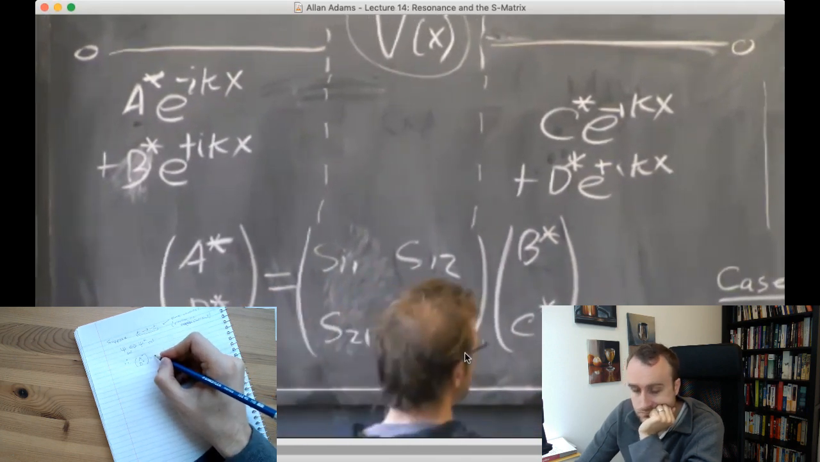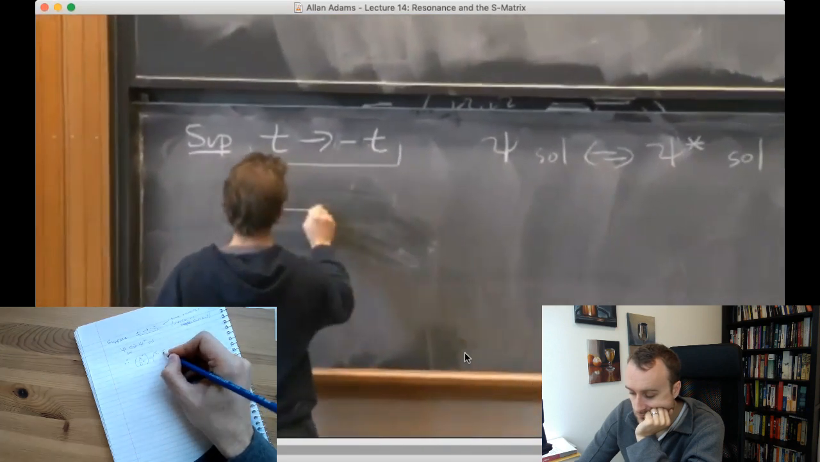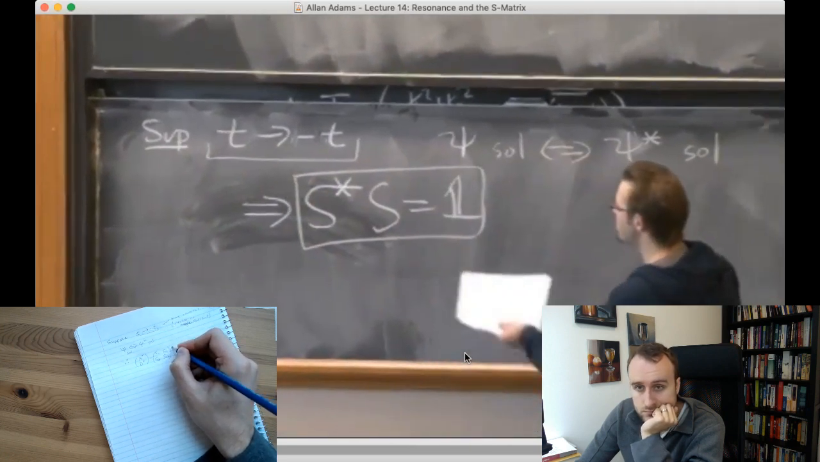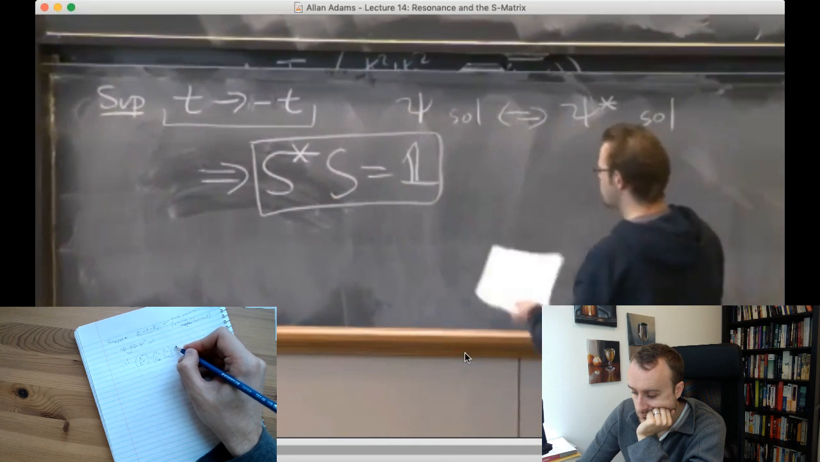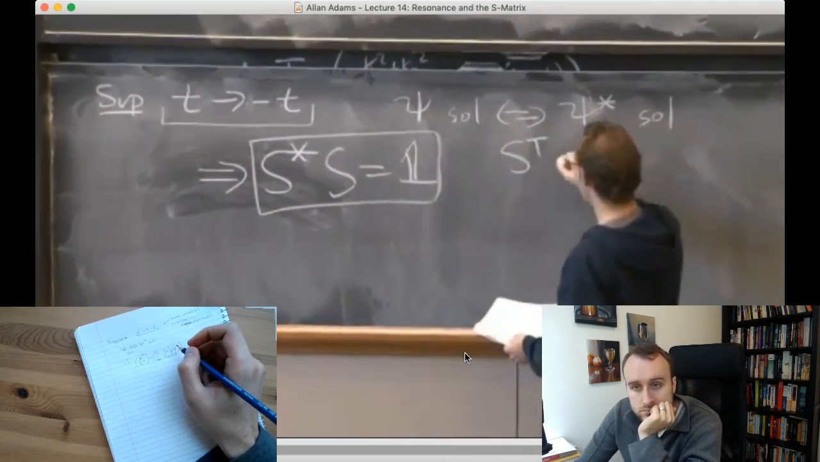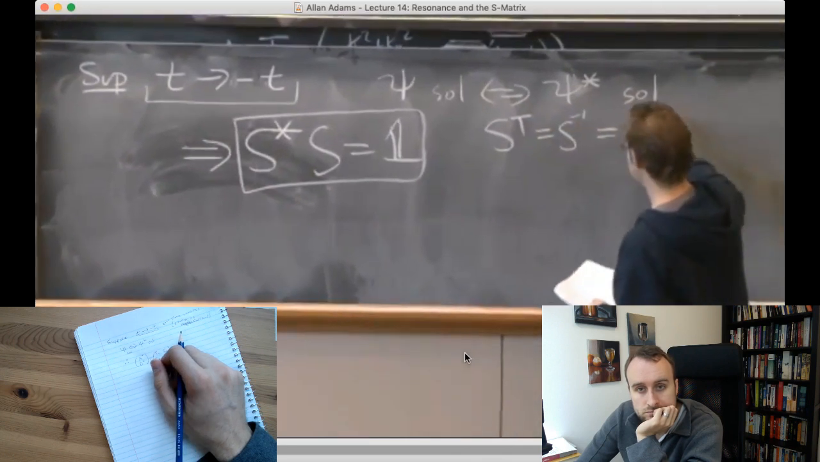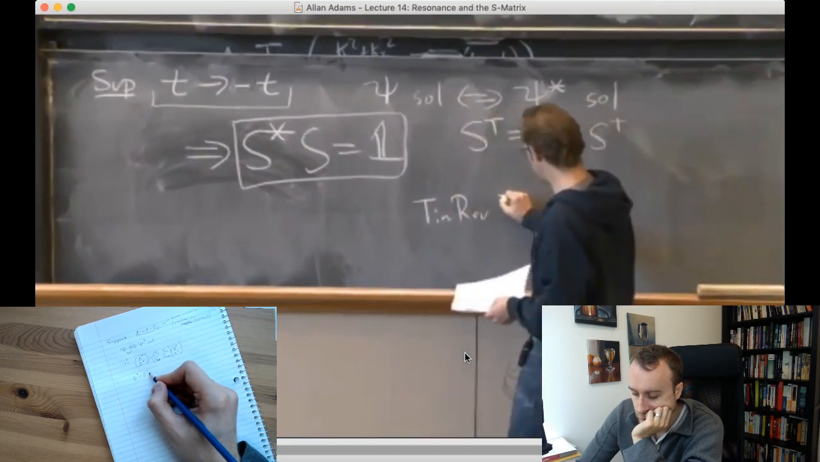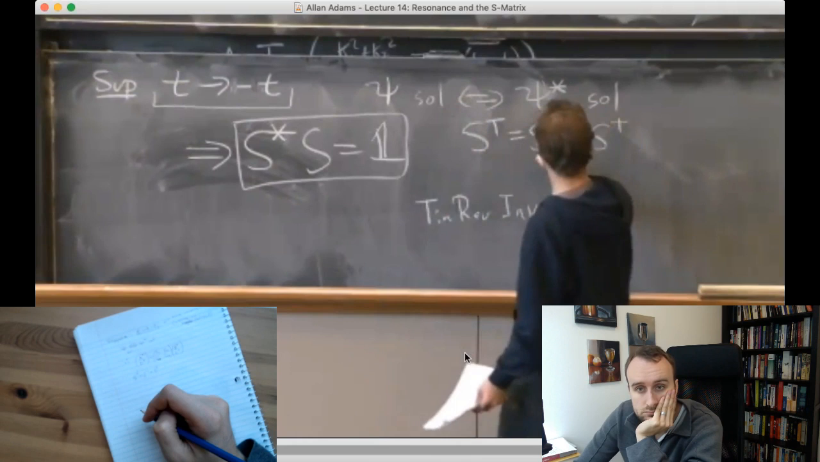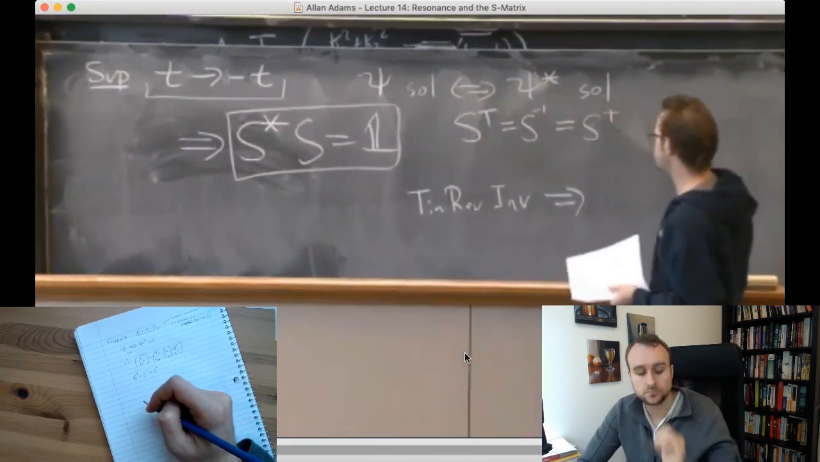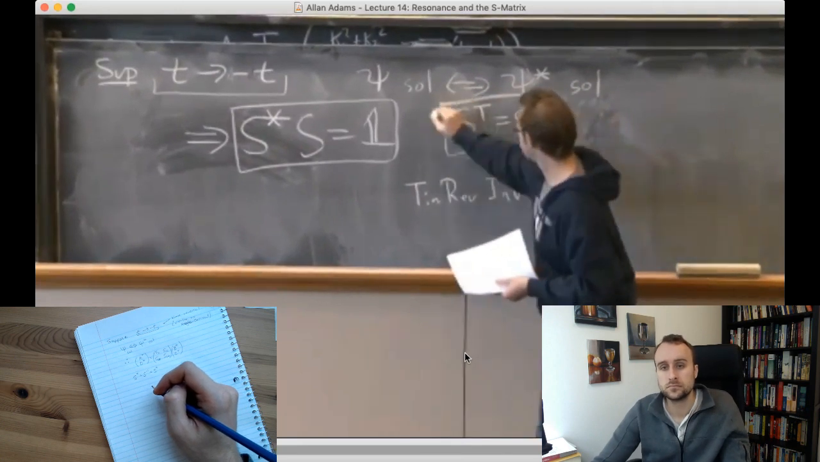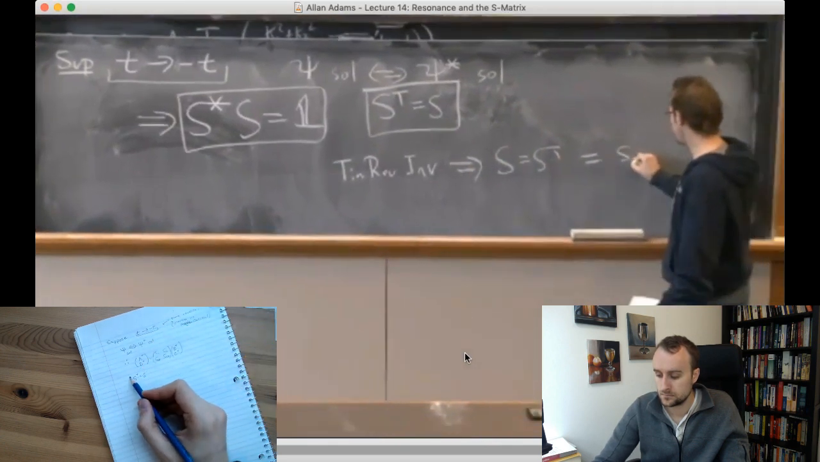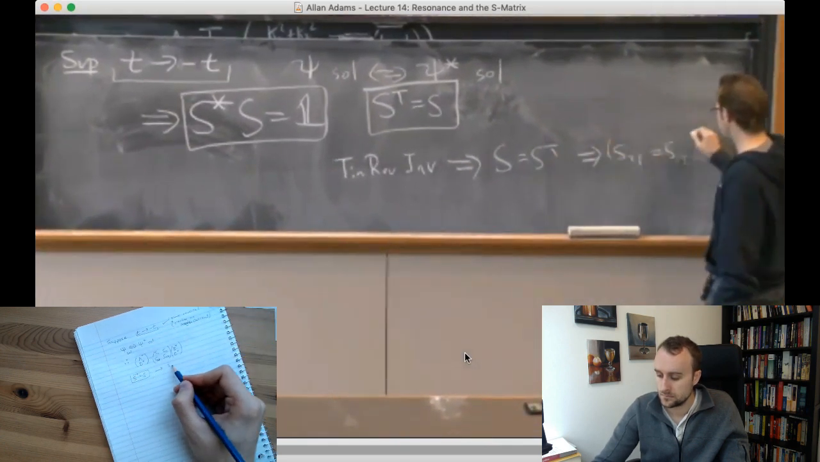And so these together give you that. Therefore, S complex conjugate times S is equal to 1. Okay. So if S complex conjugate times S is equal to 1, then S inverse is equal to S transpose. So S transpose is equal to S inverse is equal to S adjoint, because S is also unitary. So time reversal invariance implies, for example, that S dagger is equal to S star, and S is equal to S transpose. This is what I wanted right here. So S is equal to S transpose. And in particular, this tells us that S21 is equal to S12. The off-diagonal terms are equal.